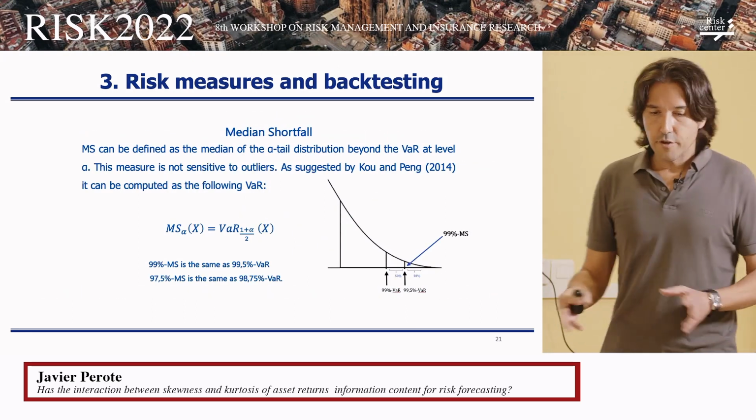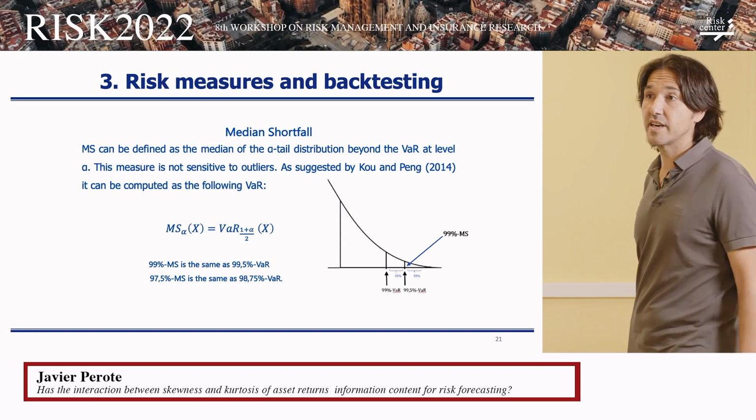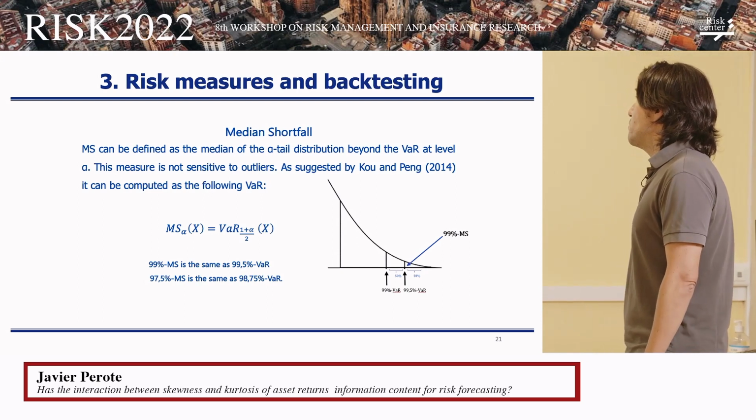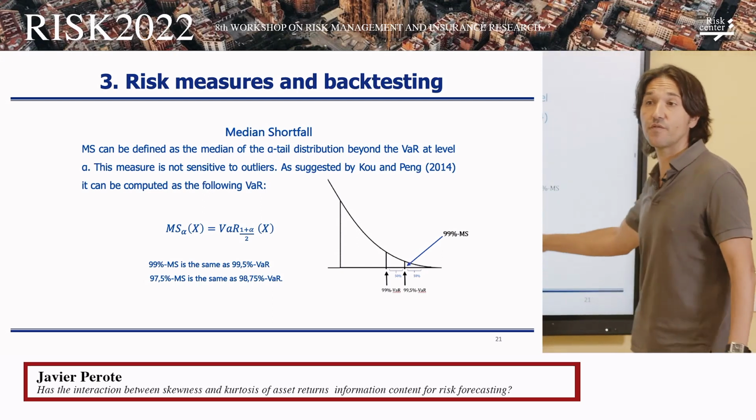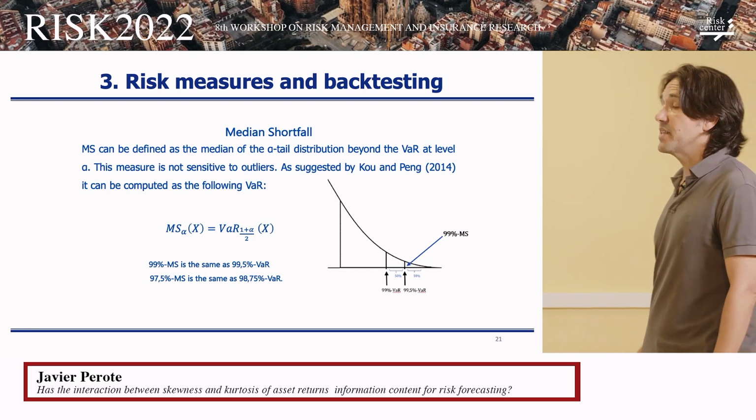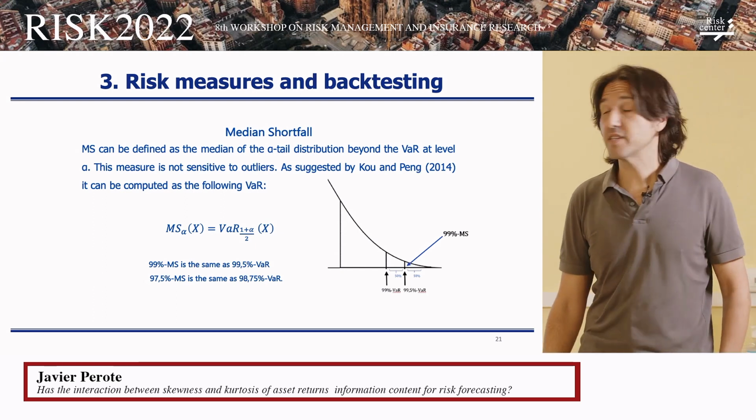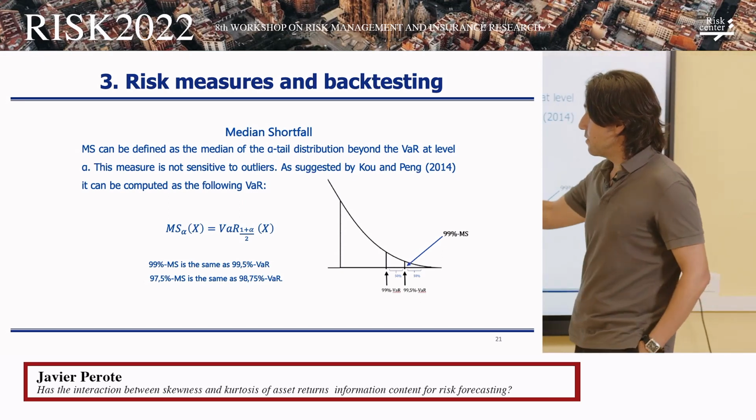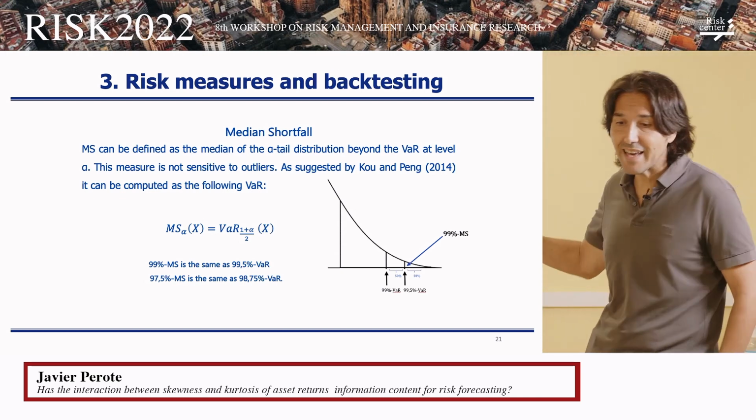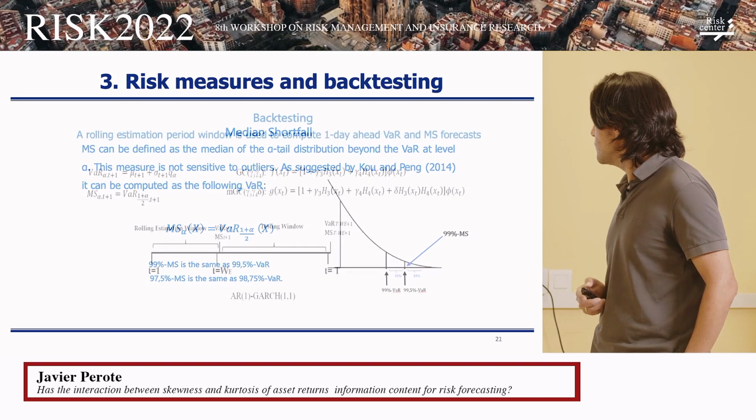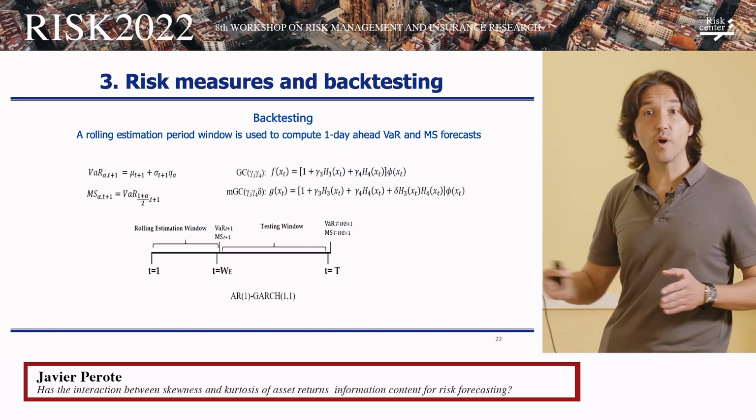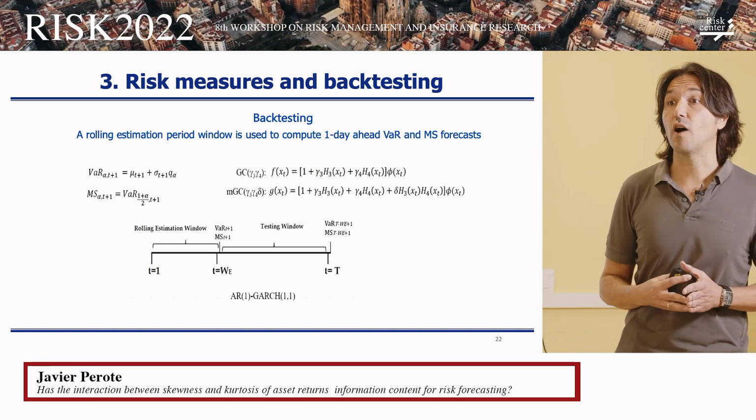And we are going to use as well the median shortfall, an analogous measure to expected shortfall or tail VaR, but considering the median instead of the average of the tail of the distribution. So following Ko and Peng, this median shortfall can be computed just as a VaR. In particular, we can use this formula, and for example, the 99% median shortfall is the same as the 99.5% VaR. This median shortfall is a more robust measure of risk when we have an abundant presence of outliers in the distribution.